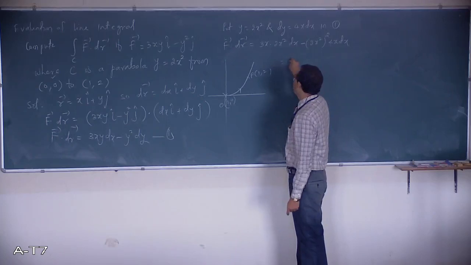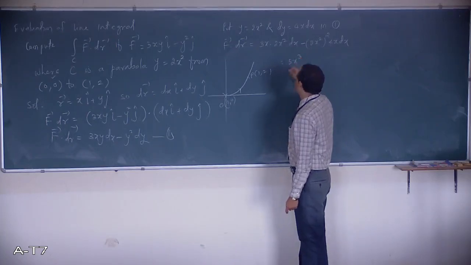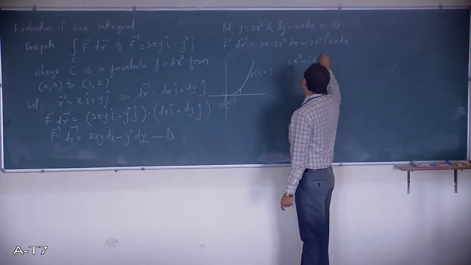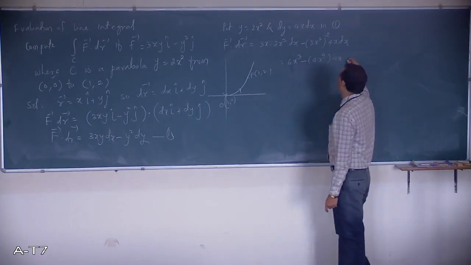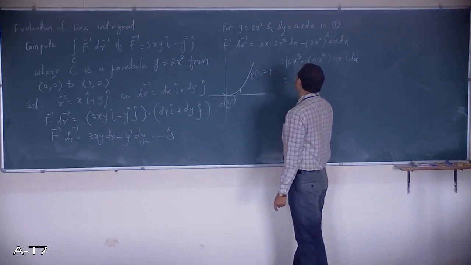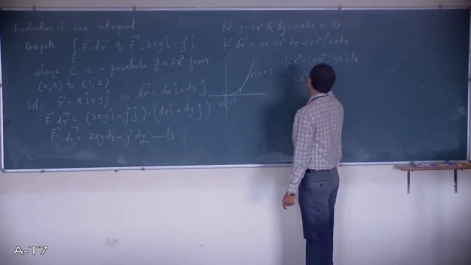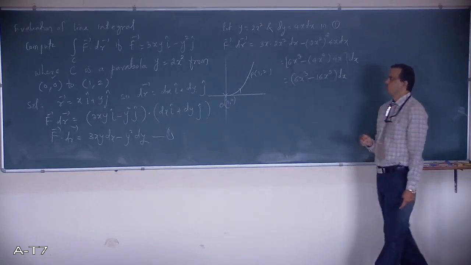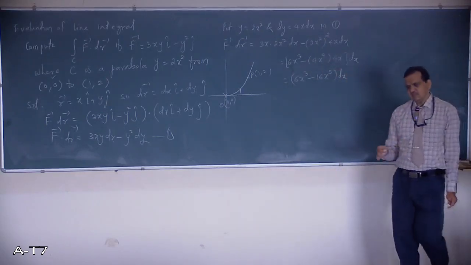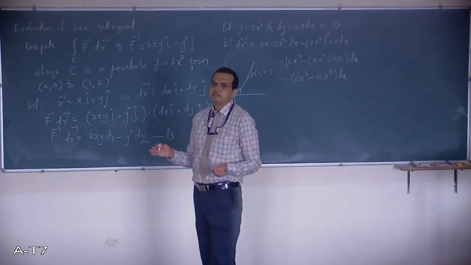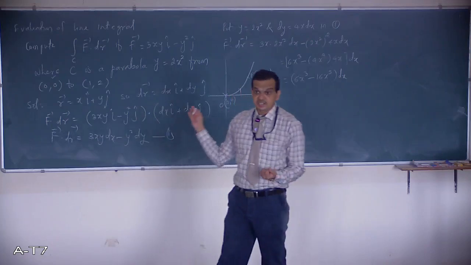So this simplifies to 6x cube. I can take dx common. Now there is 4x raised to 4 into 4x dx. So how much it is? 6x cube minus 16x raised to 5 dx. So the basic procedure is make everything in one variable, preferably x. In this case, at least it is x.